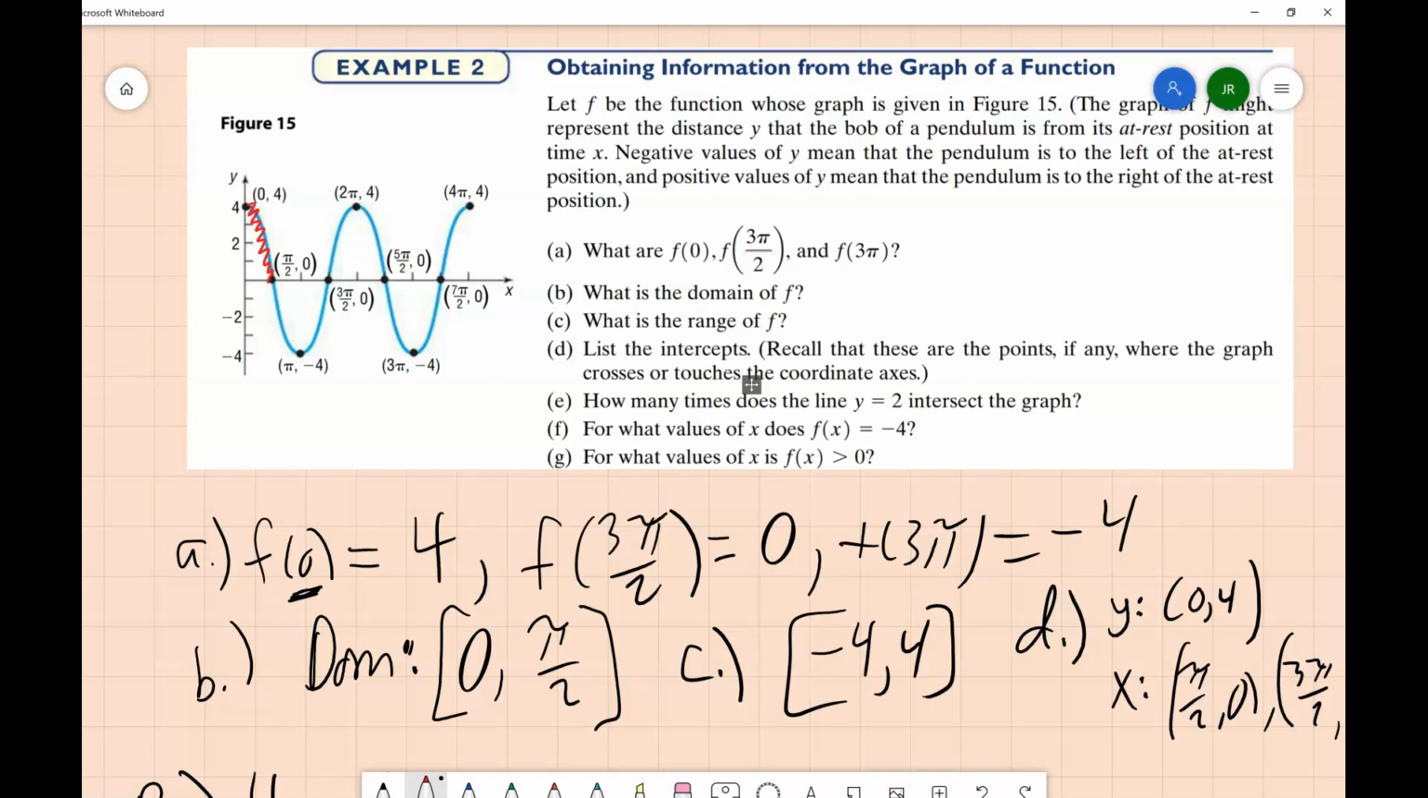So what is that from? That's from what to what? On the x-axis. That's from 0 to pi over 2. So I'm going to write my answer to part F right here. 0 to pi over 2.